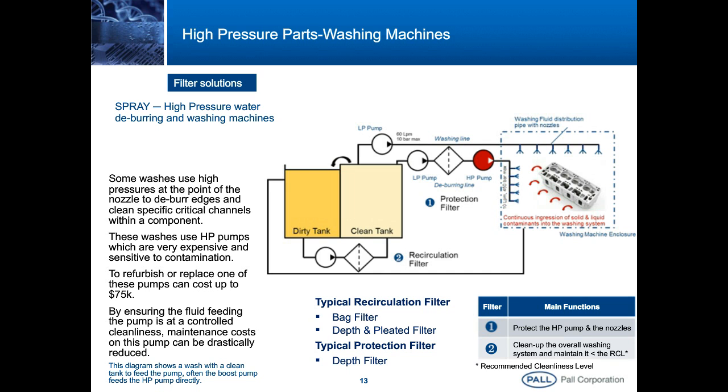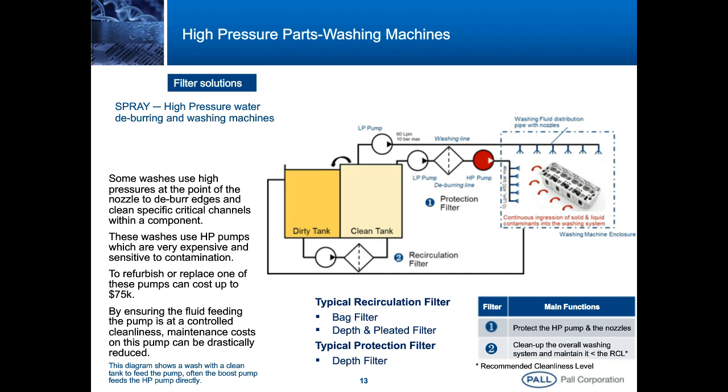A depth filter element, which can be seen as a last chance filter to protect the high-pressure pump, which is usually very expensive. Some pumps can cost up to $75,000. When the fluid cleanness is fully under control, the maintenance costs are drastically reduced. A recirculation filter to clean up the system. Ideally, this filter must feature both a high flow density capability and a high dirt holding capacity.